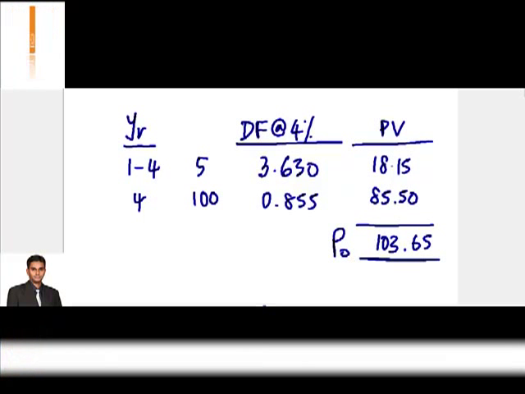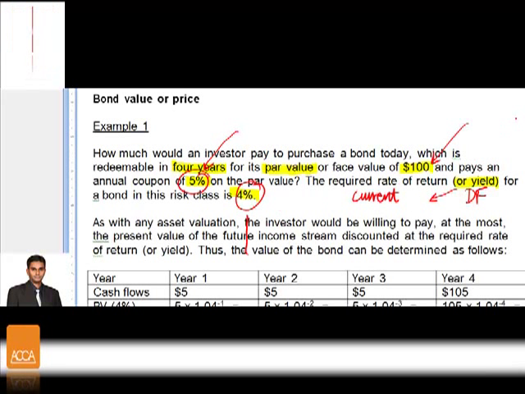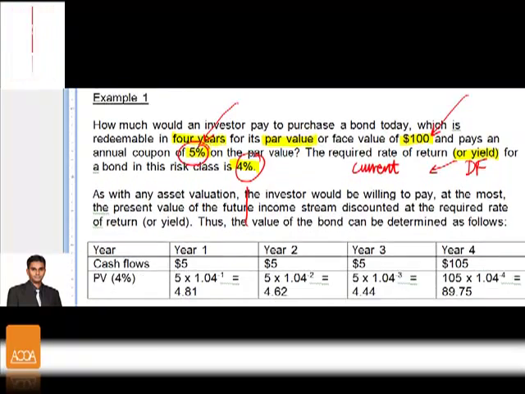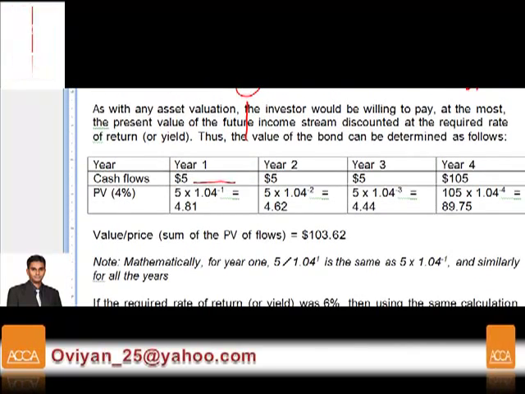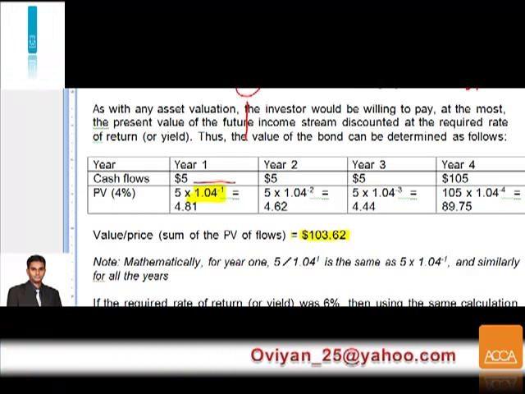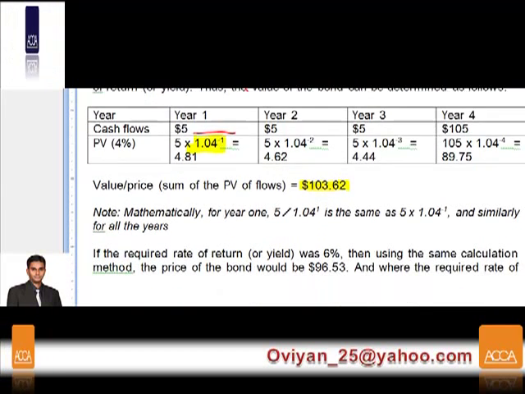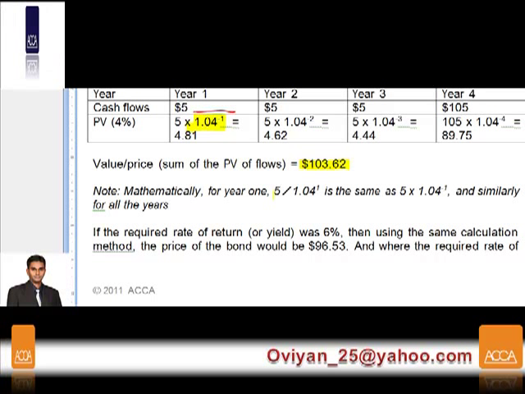Just to highlight, the examiner showed you the full discounting factor. He did not use the table, he used the full discount table factors. Is that okay? So the answer is slightly different if you use the discount table factor. That is how we explain example number 1.